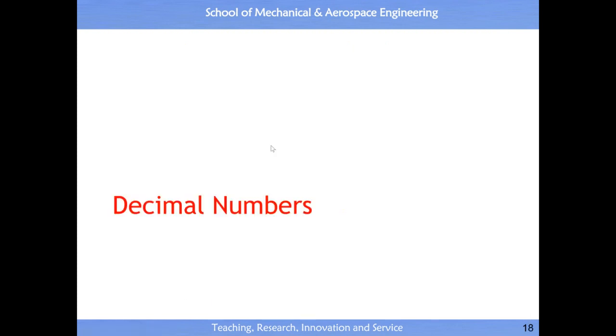Okay, so that's about the study of a binary system. So we can extend the principle of representation of a binary number into the case of a decimal number. Decimal numbers are the numbers that we are familiar with, because by default, all of us make use of decimal numbers. This is our default representation or default number system.